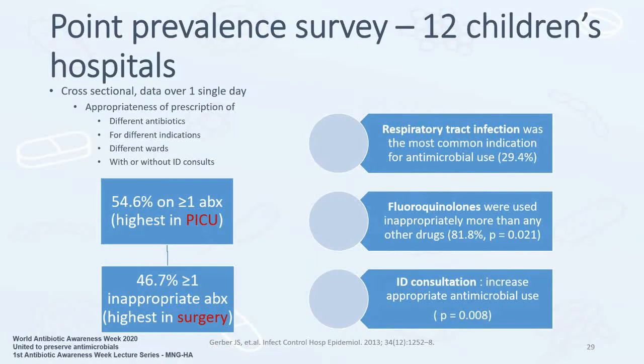They were also able to identify that respiratory tract infections were the most common indication for antimicrobial use. Fluoroquinolones were used inappropriately more than other drugs, and ID consultation increased appropriate antimicrobial use. So this study is just a nice way to see how you can link antimicrobial consumption data, which is a usage metric, in addition to process metric, actually an outcome metric, which is appropriateness, and look at how you can bring those two together to come up with a recommendation of how to move your stewardship program forward.